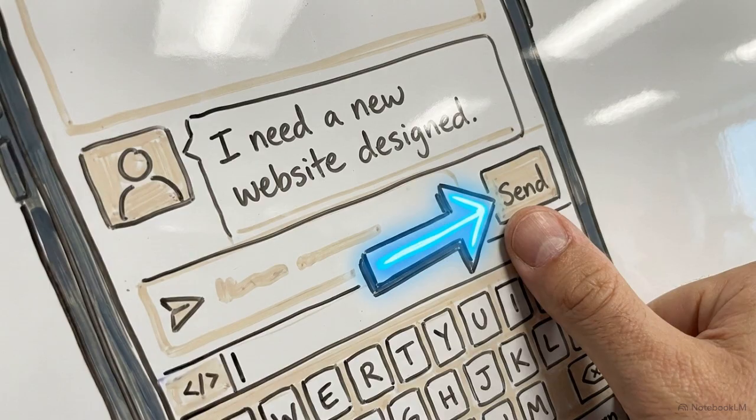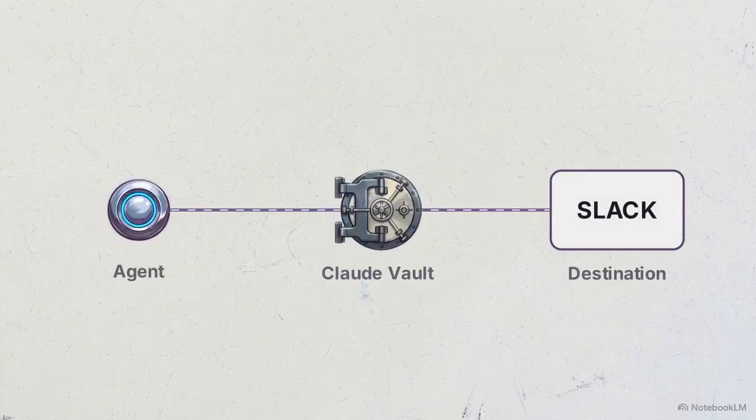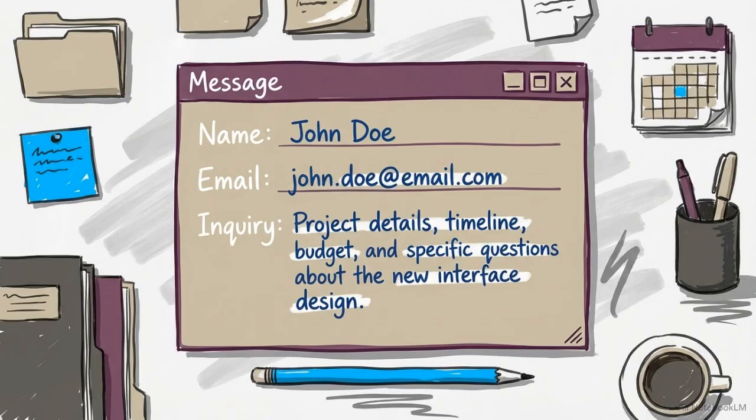Let's complete the sequence. The user types in their project details and hits enter, finishing the conversation. Instantly, the agent takes that collected data and pushes it through our secure Vault connection into Slack. Looking at our Slack interface, a real-time notification drops in. The lead data is formatted precisely with the client's name, email, and their specific inquiry.